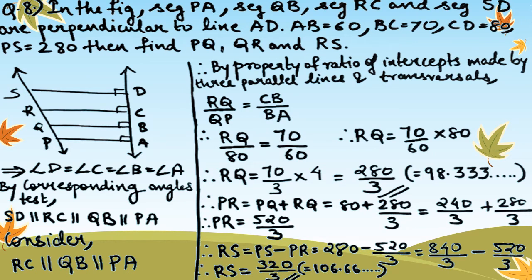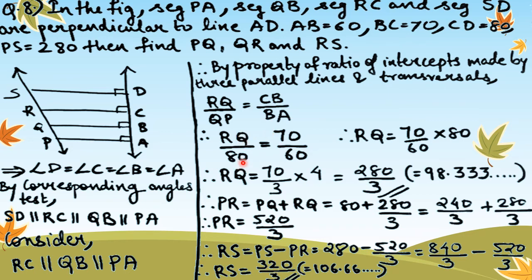The value of QP we already found in the previous part, so we will be using it here. Now we can choose the parallel lines RC, QB and PA. You know PQ, you know BA, you know BC, so we can find QR just by applying the theorem. By the property of ratio of intercepts made by three parallel lines on a transversal, we have RQ upon QP is equal to CB upon BA. Now substitute the values. CB is 70, BA is 60, QP is 80, and RQ we can find.